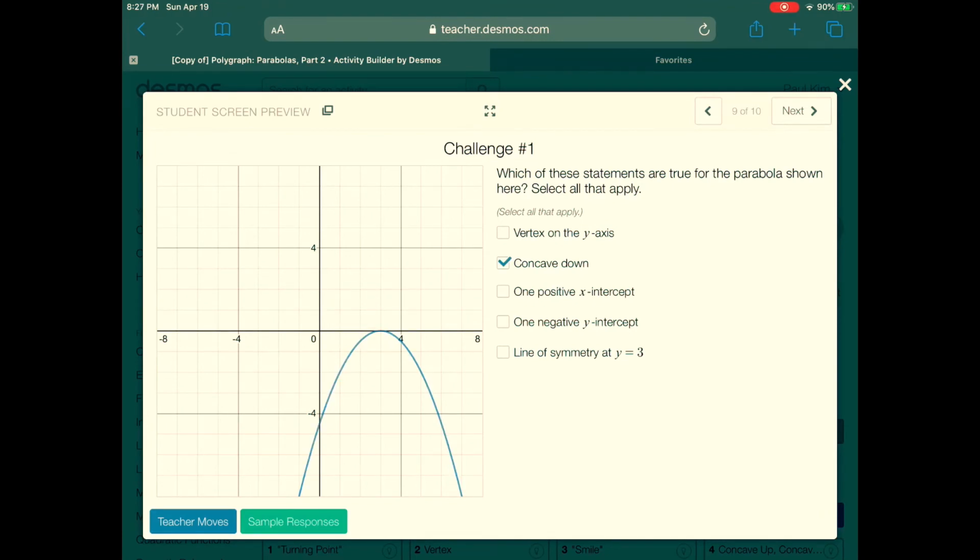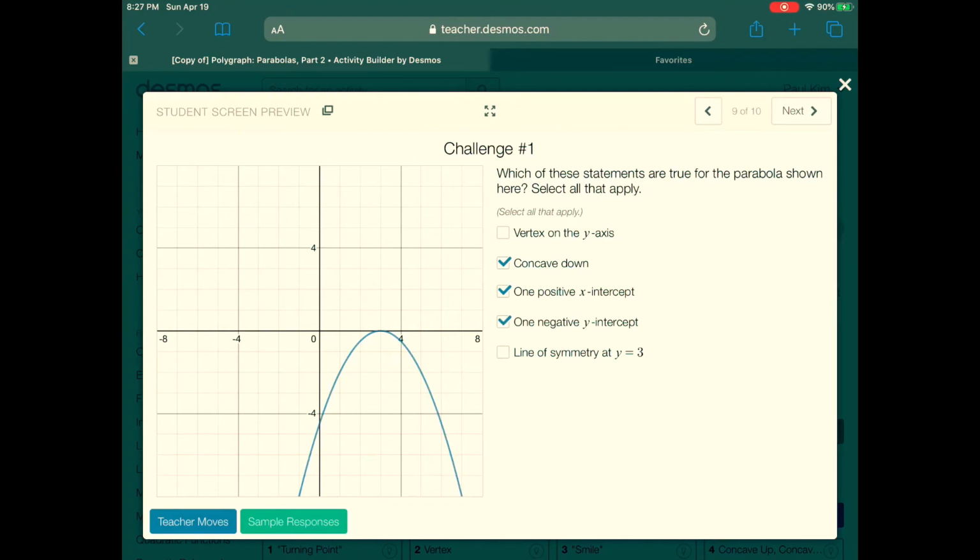It has one positive x-intercept. Looking at the graph, you notice that it crosses the x-axis at 3, 0. That is a positive number, so that is a positive x-intercept. It has one negative y-intercept. Looking at where the graph crosses the y-axis, it's somewhere right there. And if you notice, that is a negative value, right? Negative 4.5, so that's also true.